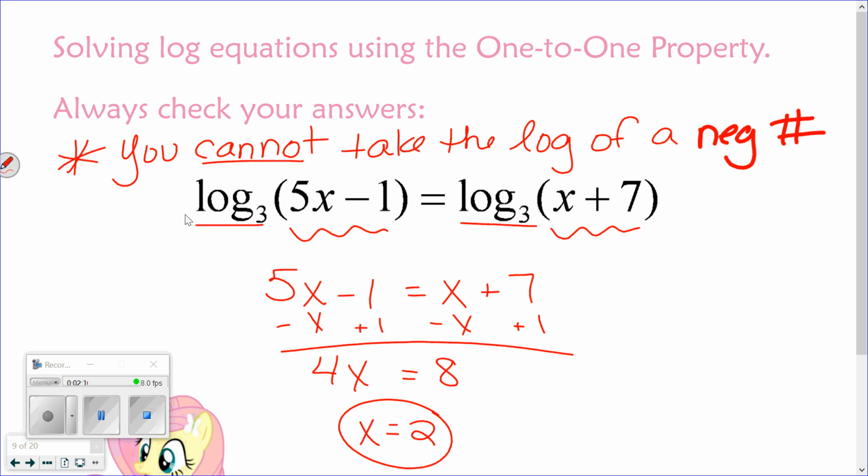So if I plug this back in, 5 times 2 is 10 minus 1, 9. It's not negative, so I'm okay. If I plug it in on this side, 2 plus 7, 9. It's not negative. I'm okay. But if you take your value of x and you plug it in here and it's negative, that's an extraneous solution. Because remember, that would be asking, like, 3 to what power equals a negative number? You can't multiply 3 by itself any number of times and make it negative. So if you end up with a negative number inside of there, then it's extraneous. And we'll look at some that do end up extraneous.